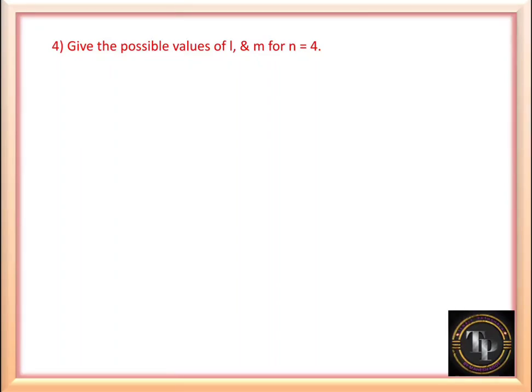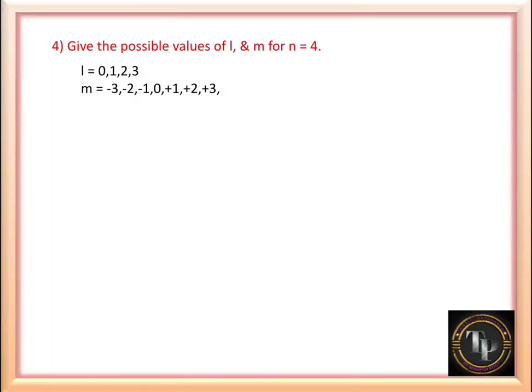Give the possible values of l and m for n is equal to 4. So when n is equal to 4 is given to you, you are asked to find out value of l and m. How to solve this type of questions? See, guys, l value is, when n is 4, l is always less than 4. Remember, starting from 0, less than 4. If n is 5, starting from 0, less than 5. So n is 4 means l should be less than 4, starting from 0. Then you tell me 0, 1, 2, 3, because 4 is n value. Below n value you are getting the l value. Remember, always l is smaller than n.